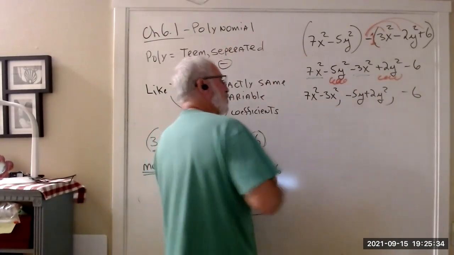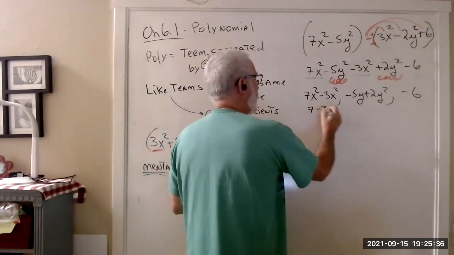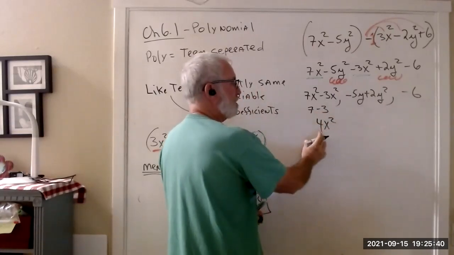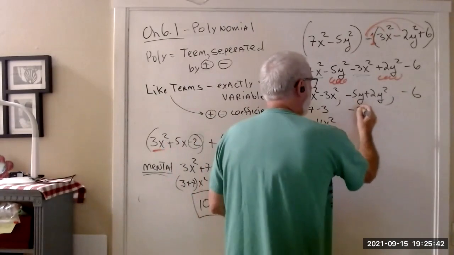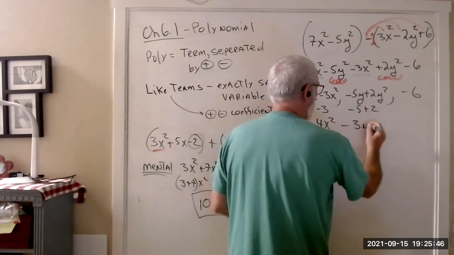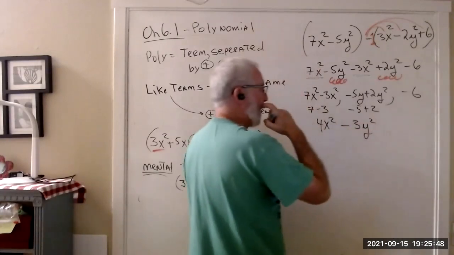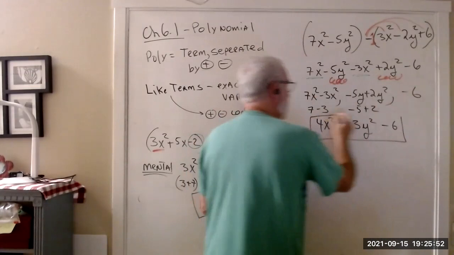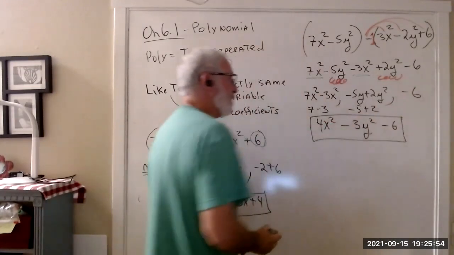We subtract the coefficients. 7 take away 3 is 4x squared. -5 plus 2 is -3y squared. And the -6 just comes down for the ride. And that would be your final answer.